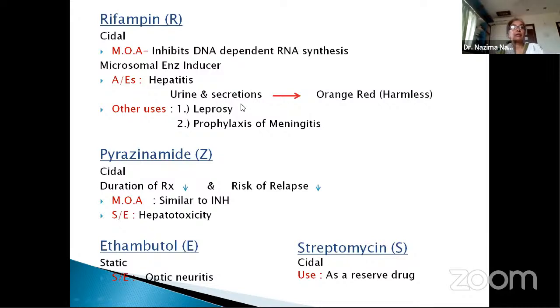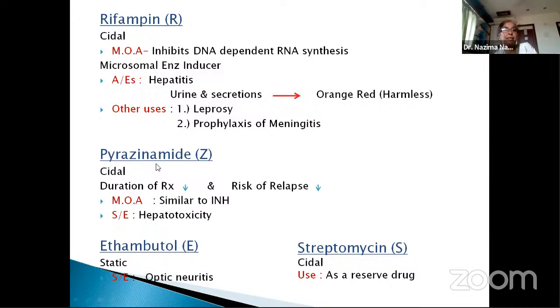So these are the side effects related to rifampicin. The other uses of rifampicin are in case of leprosy as a second line drug and in the prophylaxis of meningitis. These are the uses of rifampicin.